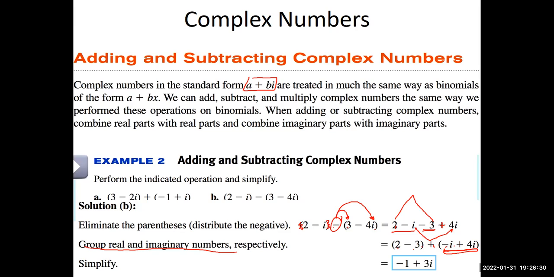So we now have negative i plus 4i. So it will now give you 3i. Positive 3i dahil mas malaki yung 4i sa negative i. Okay? So writing this, so 2 minus 3, so we'll now have negative 1. And then we'll now have positive 3i. So negative 1 plus 3i will be the result.